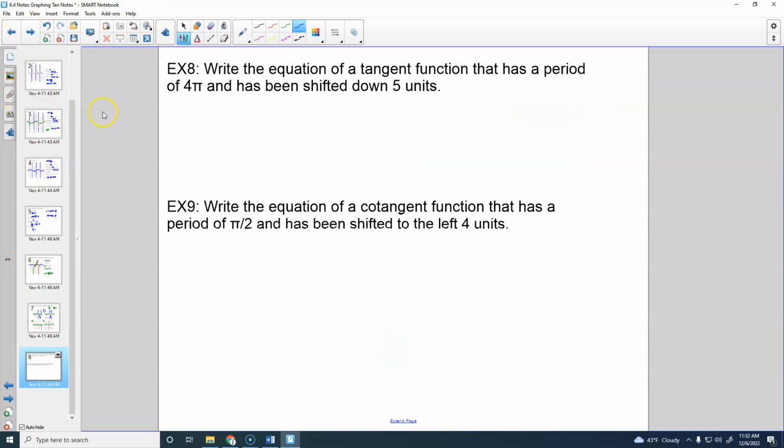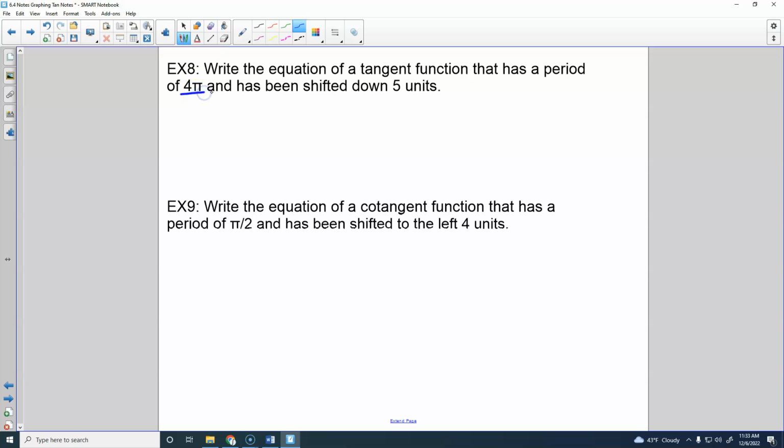Okay, let's do one tangent function, writing the equation. Cotangent is no different than tangent except you use COT instead of TAN. A tangent function that has a period of 4 pi and has been shifted down 5. I will not give you amplitude for tangent because it doesn't really have amplitude. So I'm going to have y equals tangent of bx. Do I need a plus c? No, it's not going to be shifted left or right. The down 5, what's that going to be? Minus 5 over here on the end.